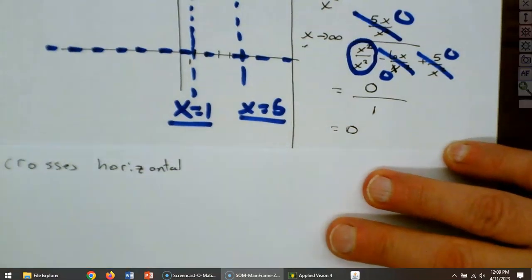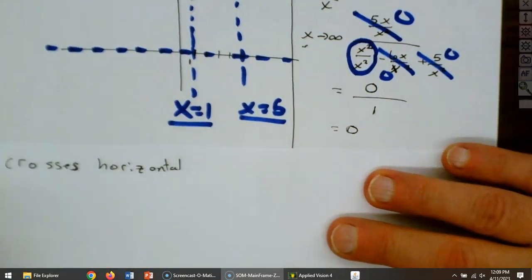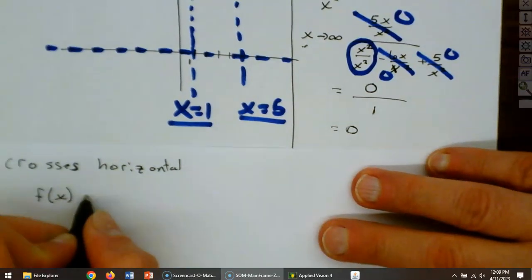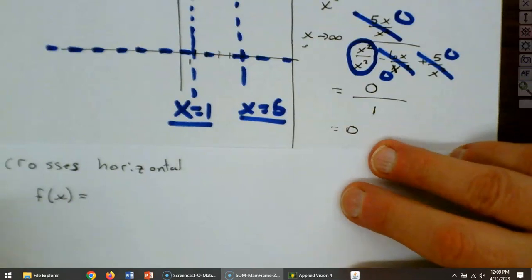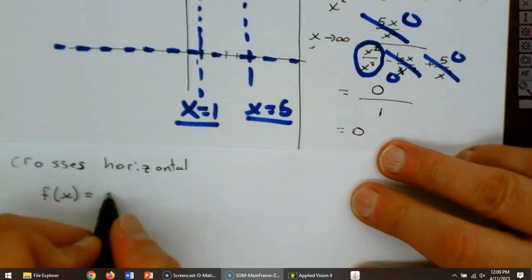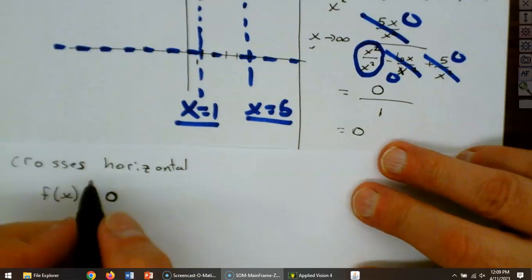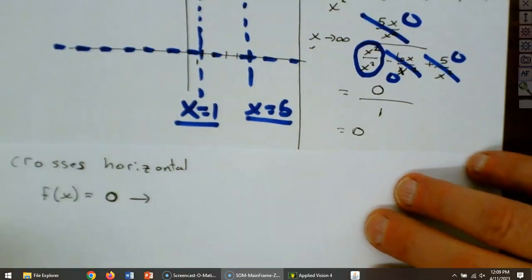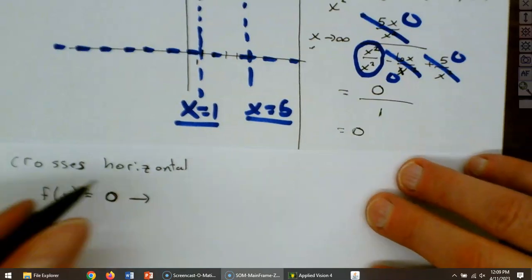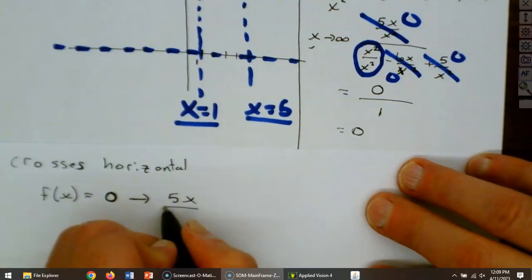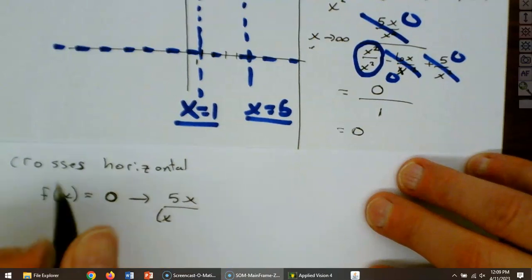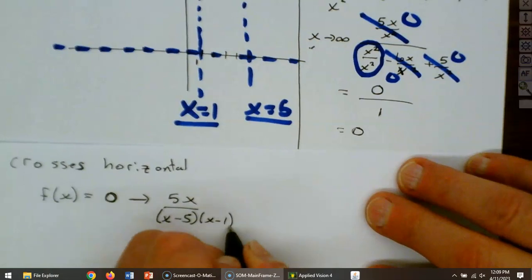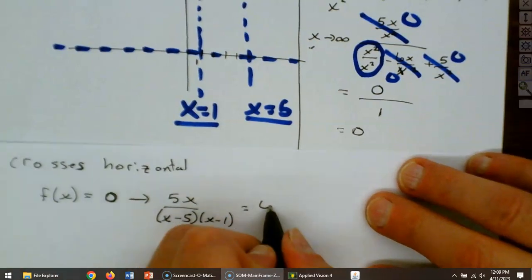We'll just have to use process of elimination. So we want to see if this crosses the horizontal. So we set our f of x equal to that horizontal, which in this case was 0. And we're going to see if it works, see if it can cross it. And if I set that equal to 0, we have 5x over x minus 5, x minus 1 equals 0 over 1.